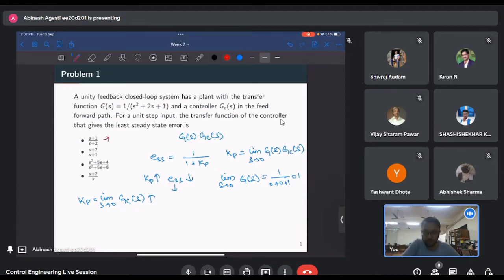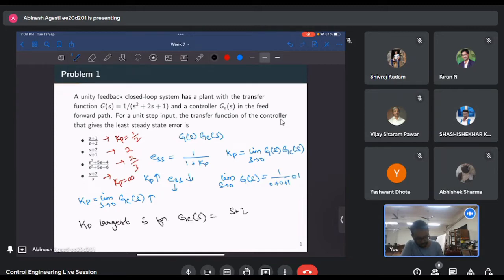So for this, what will be the value? For this, Kp is, if you put s equals 0, we just have 1 by 2. For this we have 2. For this we have 2 by 3. And for this, what do we have? Kp is infinity. So clearly, among these four options, the largest Kp is for Gc(s) equal to (s plus 2) by s.